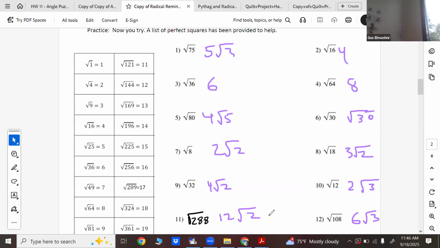Or would you actually do it? And then you do. Yeah. So that'll be 2 root 2, because root 4 is 2. So put it this way.